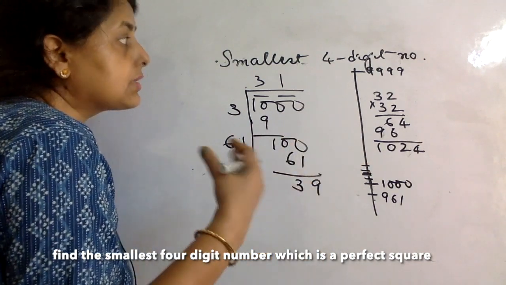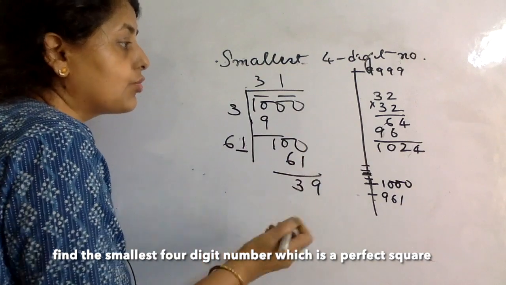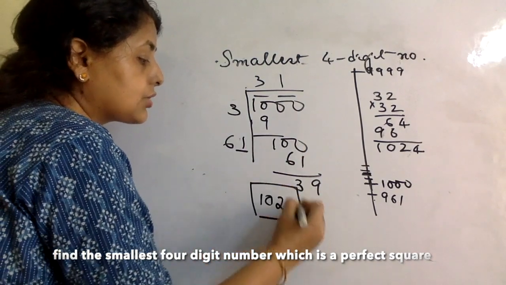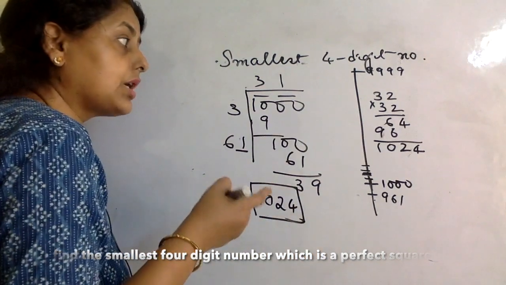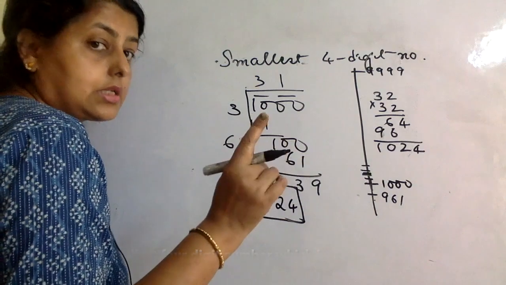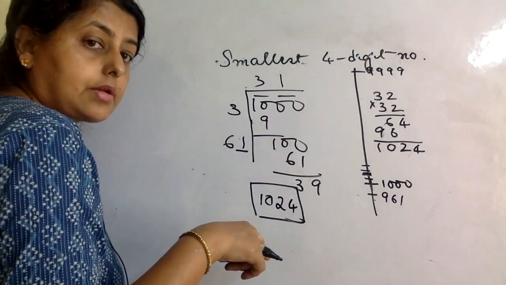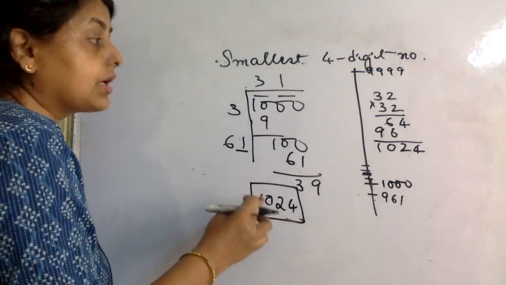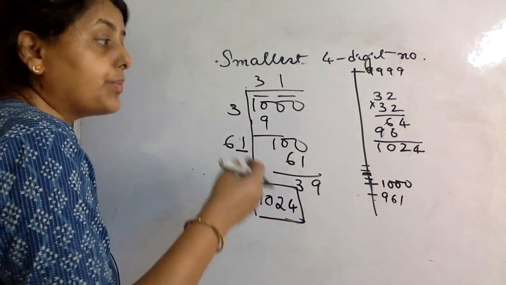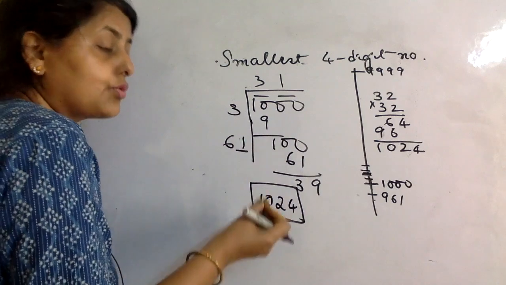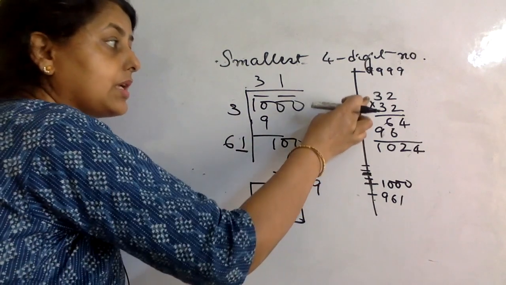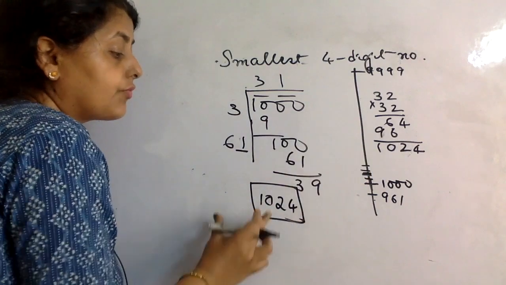So what is the smallest 4-digit number which is a perfect square? The smallest 4-digit number which is a perfect square is this. So this is your answer. Please don't write that 24 has to be added to this in order to make it a perfect square. They are not asking what has to be added. They are asking what the smallest 4-digit number which is a perfect square is. So by doing 32 square, find the answer.